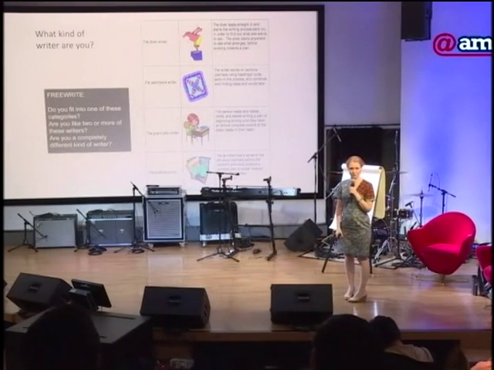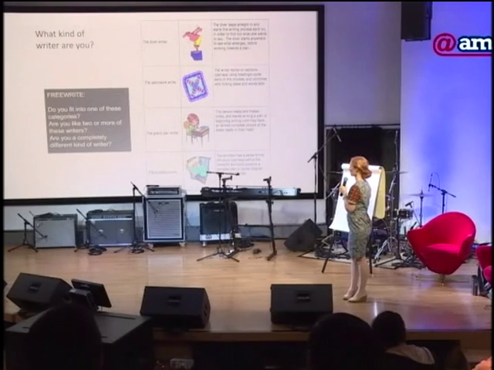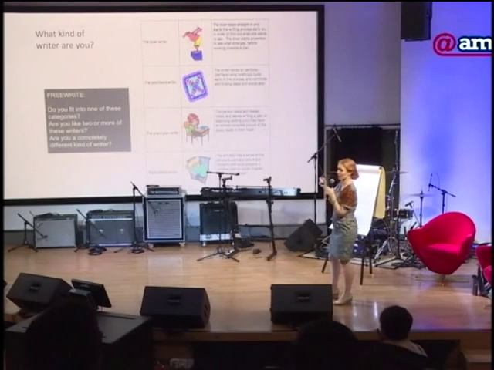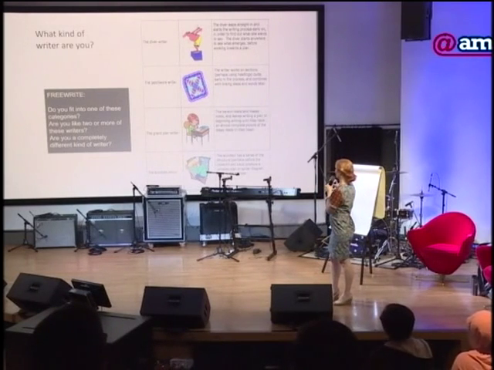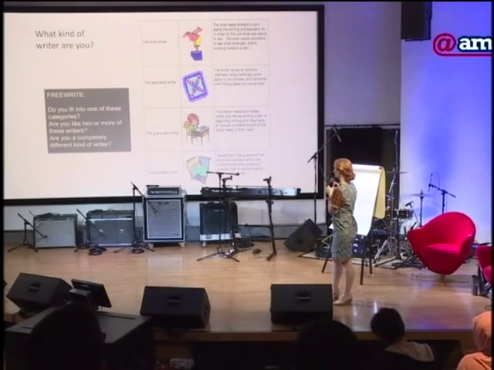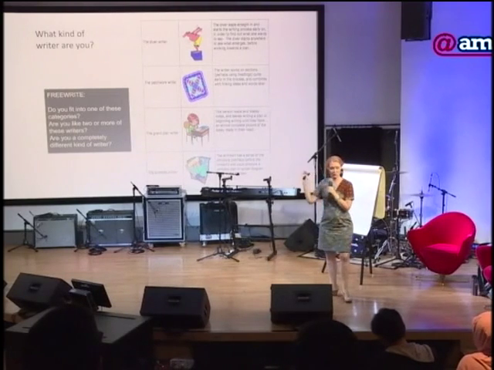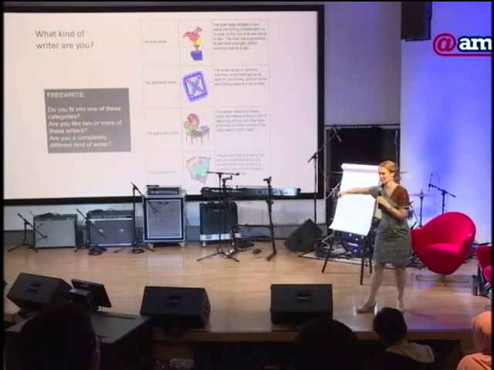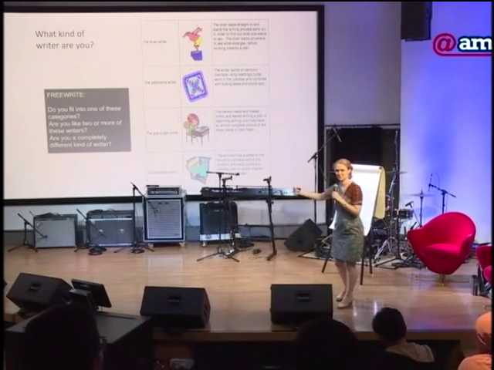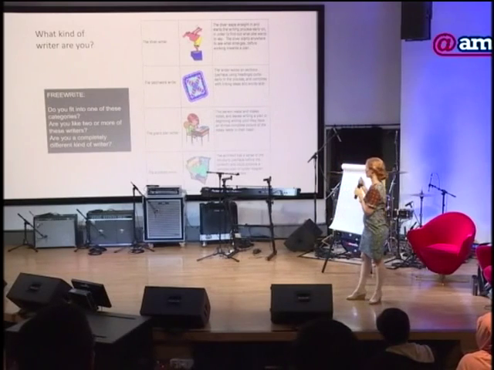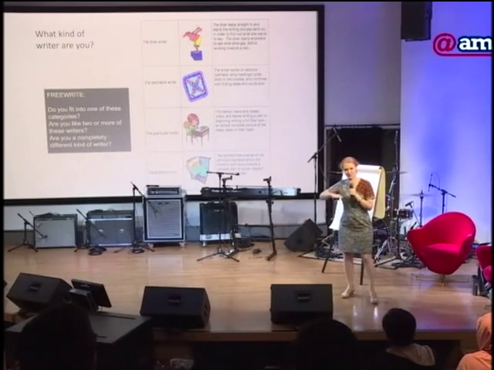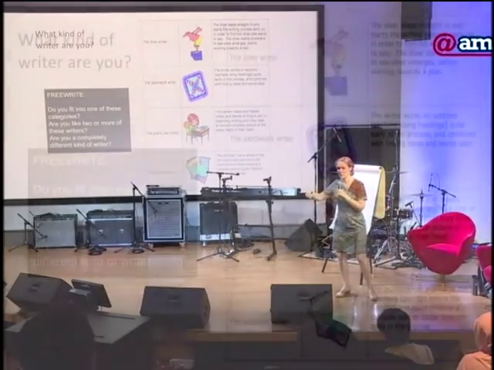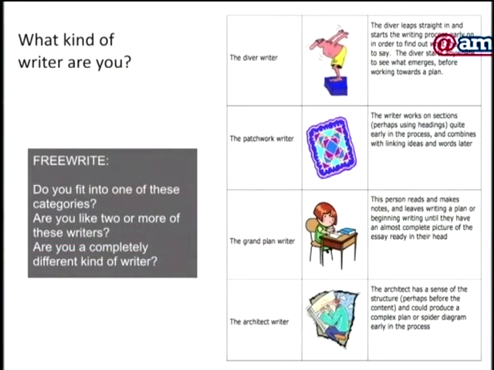What kind of writer are you? We have 4 different kinds here. The first one we have is the diver writer. You just jump right in. You start the writing process early, and you just don't even care where you start. You just put your pen down, and you just let your ideas come right out of your pen. The diver writer. Patchwork writer, like someone who takes the pieces of material and stitches them together. You write the sections, and then later you hook the sections together.